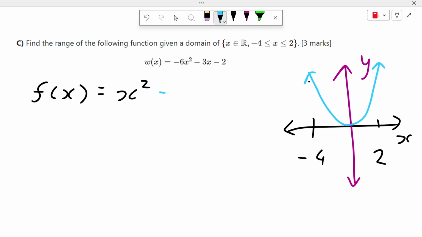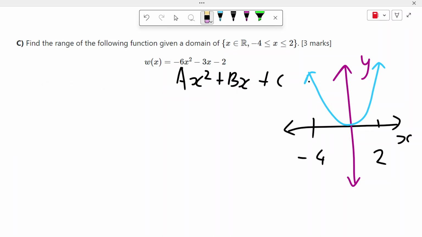Okay, so we can kind of tell roughly where the turning point is going to happen because there's an equation for it that you might need to memorize. And in the last topic of your course, you'll figure out why this equation comes about. So we've got the standard form for our quadratic here. And what we're saying is that in this case, a is equal to -6, b is equal to -3, and c is equal to -2.